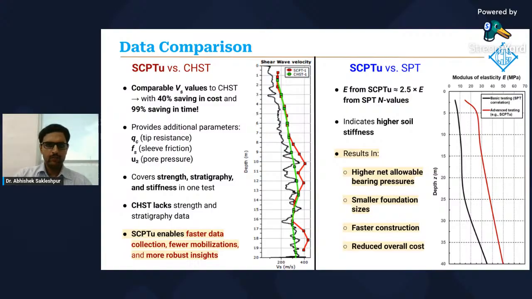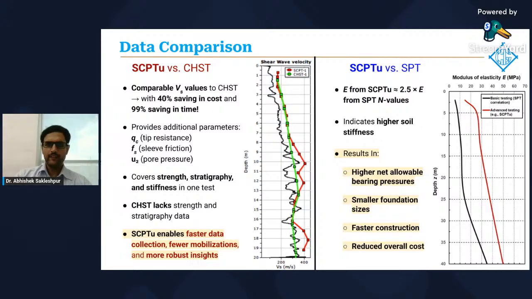However, the benefit of the seismic CPTu is we can save 40% in the cost and almost 99% saving in time compared to the crosshole seismic test. In addition, we get all these parameters: cone resistance, sleeve friction, and pore pressure with the SCPTu. The SCPTu covers strength, stratigraphy, and stiffness all in one test, which CHST cannot. So CHST lacks strength and the stratigraphy data, and SCPTu enables faster data collection, fewer mobilization, and more robust insights.